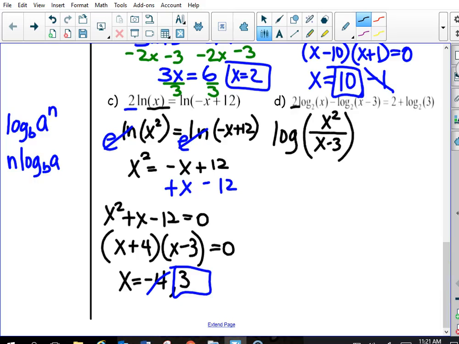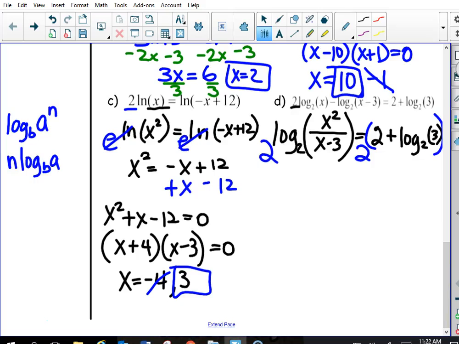Okay, and on the other side, I've got a little bit of a problem, but it turns out it works out. I can't get that 2 to be inside a log anywhere. There's no rule that allows me to do that. So at this point, I do have to apply an exponent base 2. It's the only thing I can do.